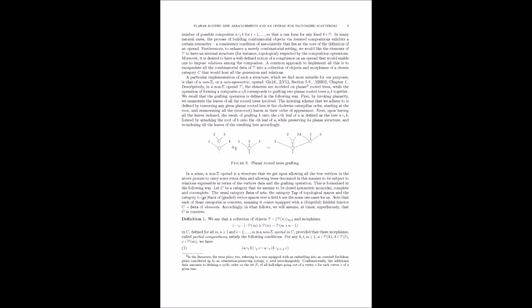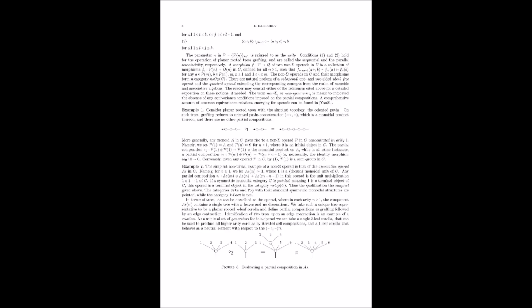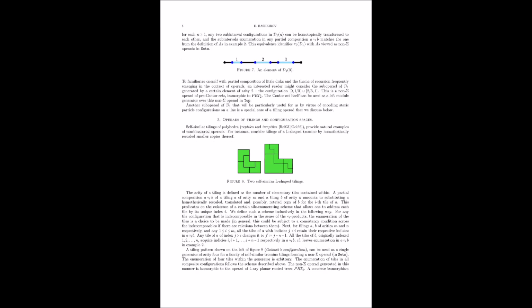The key is to represent the process of tiling substitution using those planar rooted trees we talked about earlier. Each node of the tree represents a specific tiling, and the branches indicate how we substitute tiles with other tilings to create more complex patterns. So we're building up these intricate tilings step by step, and the tree captures the hierarchy of those substitutions.